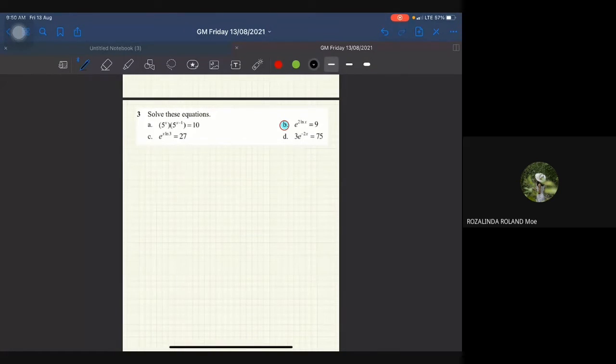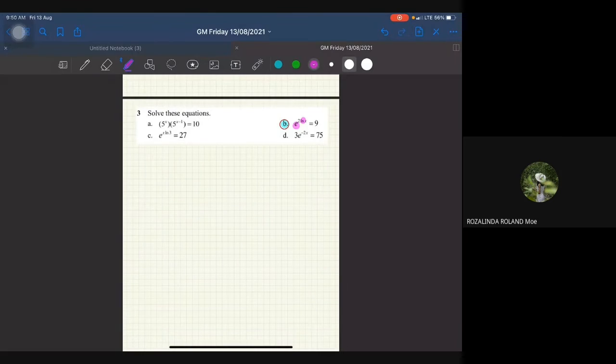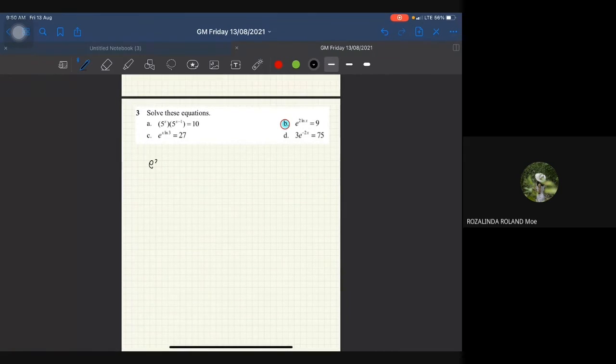Okay, so soalan nombor 3. Saya perasan ramai yang ada masalah yang berkaitan dengan base E. Ni, base E ni dengan ln. Ni pun sama juga lah. This one dia ada E kan. And then this one dia ada E dengan ln. Ramai macam ada masalah dengan E tu. Okay, so kita try tengok soalan B. Okay, so soalan B, we have E to the power of 2 ln x equal to 9.